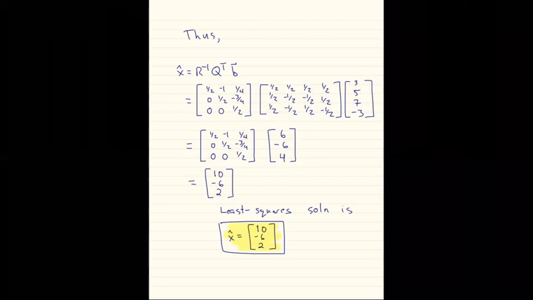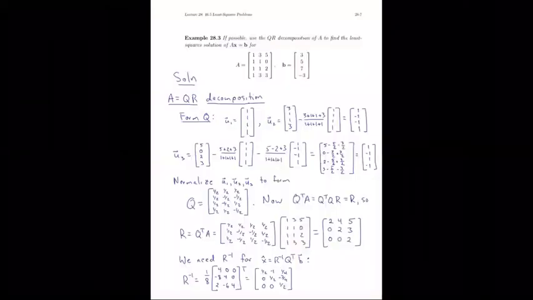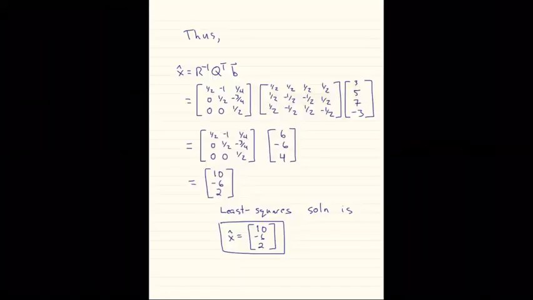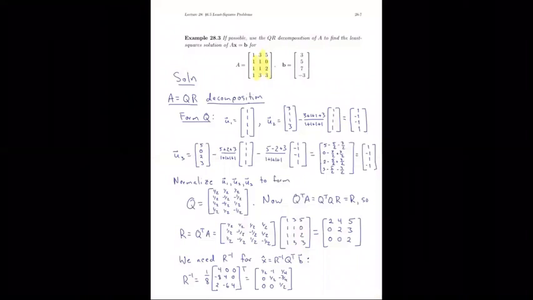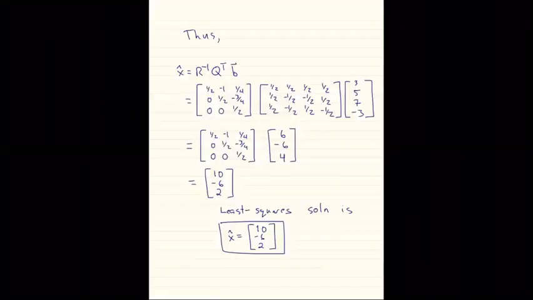So X hat is this vector 10, -6, 2. We want to go back and have a quick peek. Does this fit the dimensions at least, or the size of the matrices involved? This is a 3x1 vector. So AX, this matrix A times a 3x1, is going to leave us with a 4x1 vector B. Yeah, okay, so it looks like it would work. So there we have it. We have our least squares solution to this system.